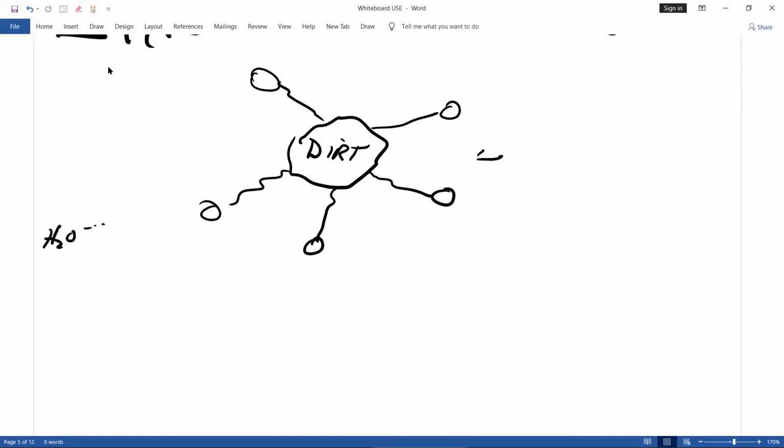When this happens, dirt surrounded by soap molecules this way, this is called a micelle. And you should know the structure of a micelle. I'll repeat that. You should know how to draw a micelle. Now, a micelle has the polar heads totally surrounding the dirt, and it looks like this. Well, a representation. Whoops, wrong thing.